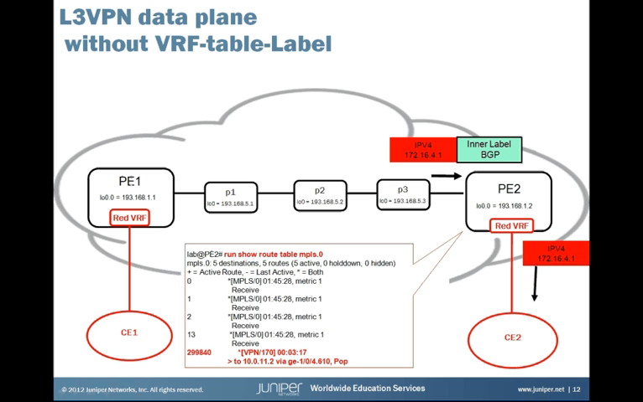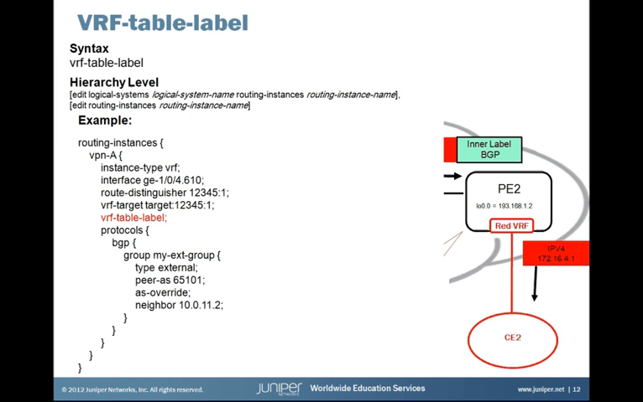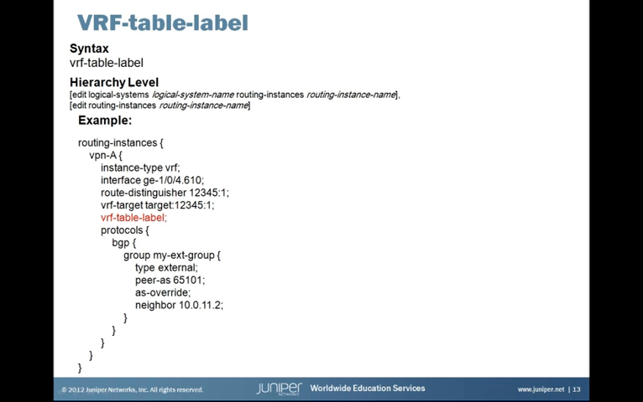But what happens when you need to inspect the IP header for whatever reason: class of service, next generation multicast, egress PE filtering? You will need to change something in here. By configuring VRF table label under the VRF routing instance, as shown in the example, you are going to change many things at the same time.